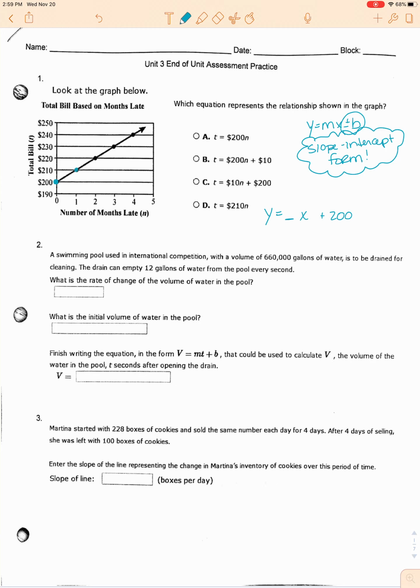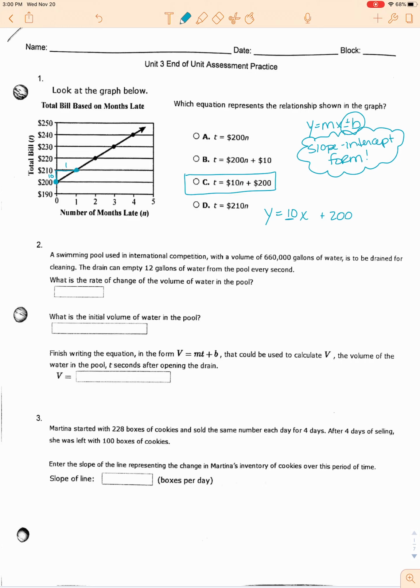So I'm going to look for 2 points, and then I'm going to look for the vertical change over the horizontal change. So in this case, watch your axes. I go 10 up, 1 over, and 10 over 1 is 10. So y equals 10x plus 200. In this case, we're talking about months, and we're talking about the total bill. So we're working with the variables t and n. So my answer would be C.